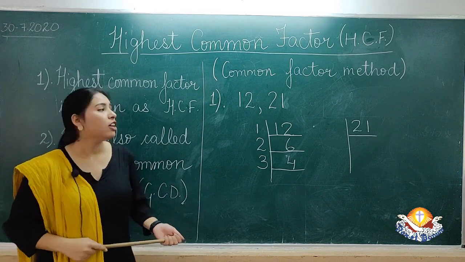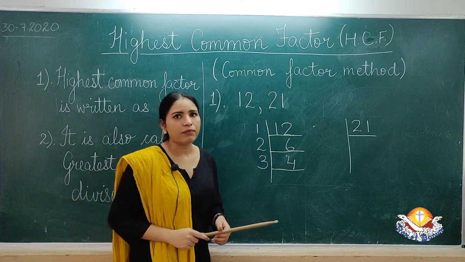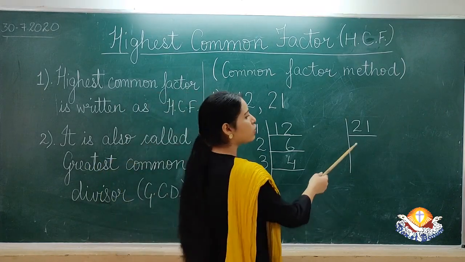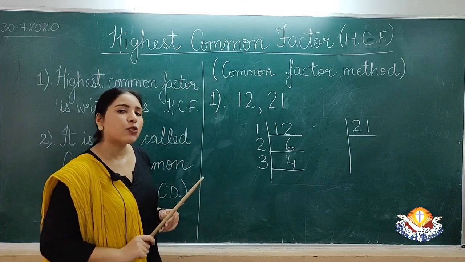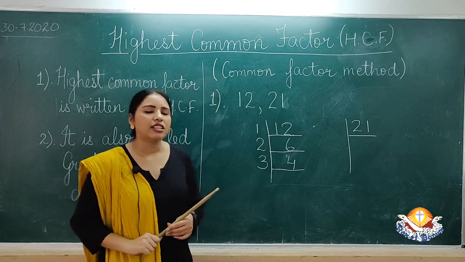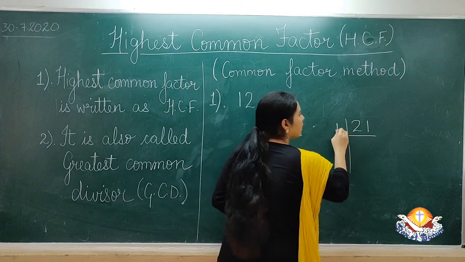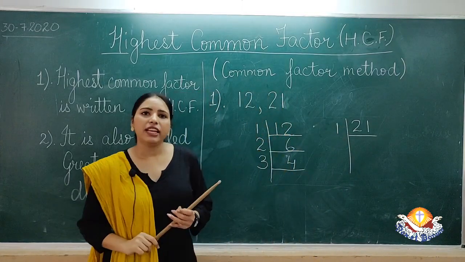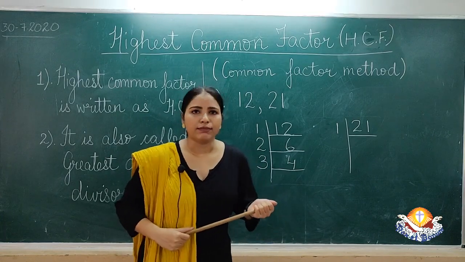Now, moving on to the next number for which we had drawn the second table. The second number is 21. Again, the first step is to write the number 1 because 1 is the smallest factor of any number. So first, we write 1 over here, which means that 1 21s is 21.